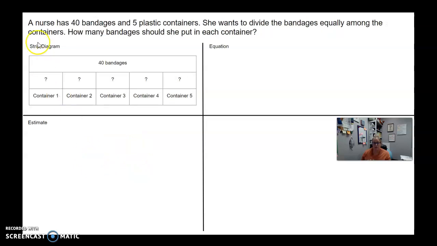The second question says a nurse has 40 bandages in 5 plastic containers. She wants to divide the bandages equally among the containers. How many bandages should she put in each container? Again, I went ahead and put the strip diagram in here for you since you did it on Monday. Today, you're going to draw the equation, and you're going to do the estimate.